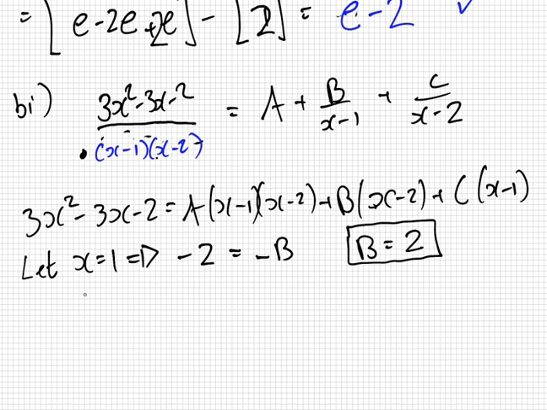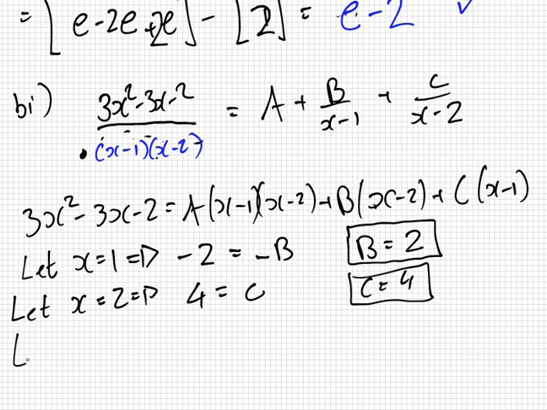Okay, next, let x equals 2. 2 squared is 4 times 3 is 12. 12 minus 6 is 6. Minus 2 is 4. That's gone, and then 2 minus 1 is 1, so c equals 4.